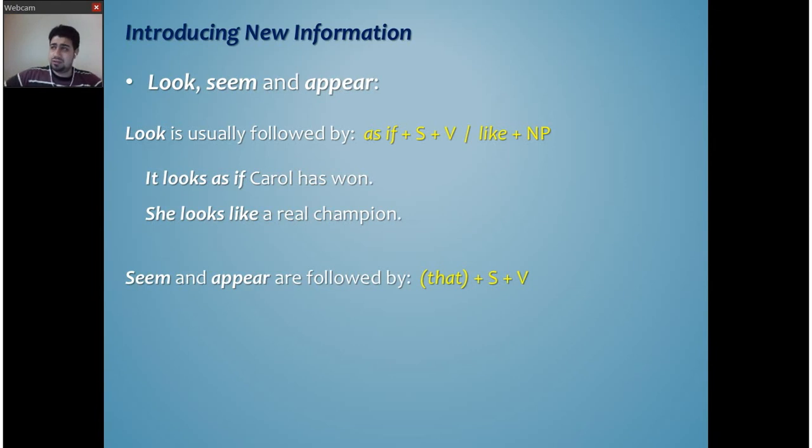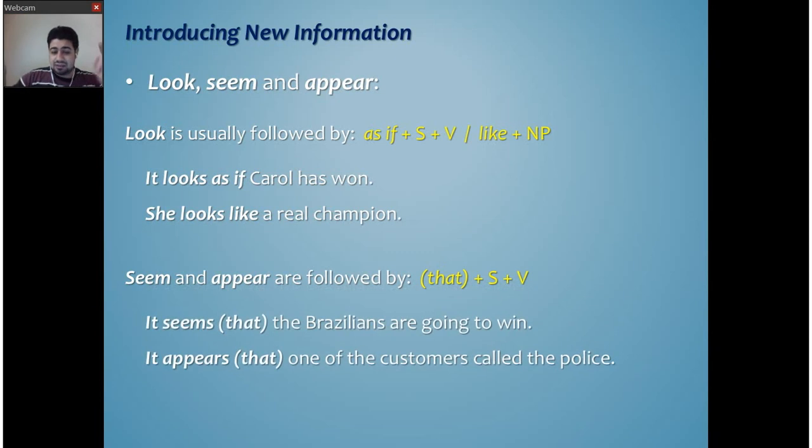Whereas seem and appear, the other two verbs, are used like this. The structure of the sentence would be (that), of course optional since it is between parentheses, plus a subject plus a verb. It seems that the Brazilians are going to win. Or it appears that one of the customers called the police. So it's like predicting. You see something, a hint, and you predict what's going to happen.